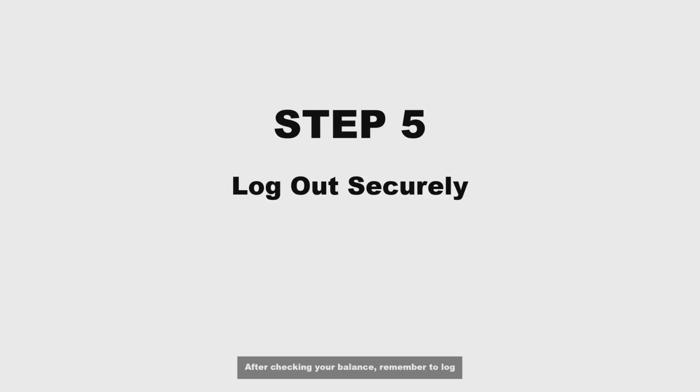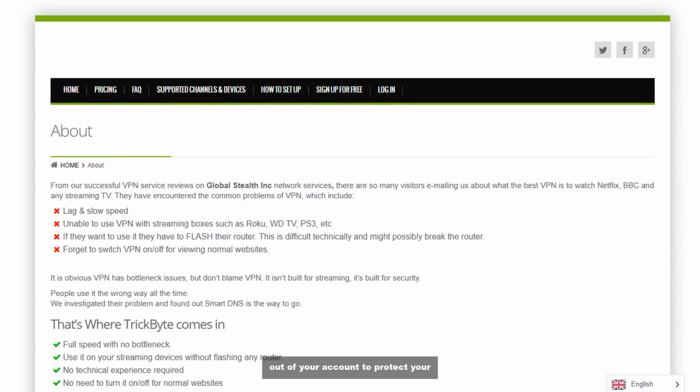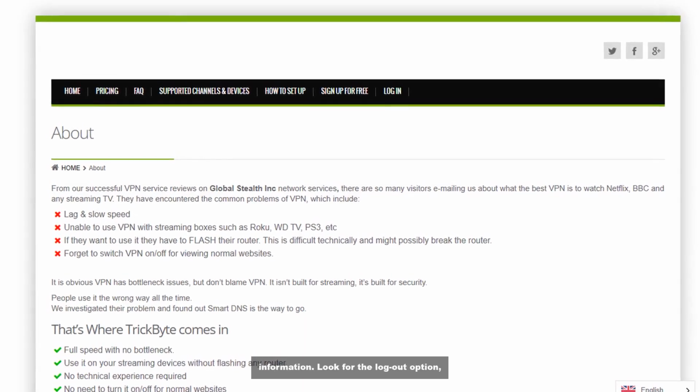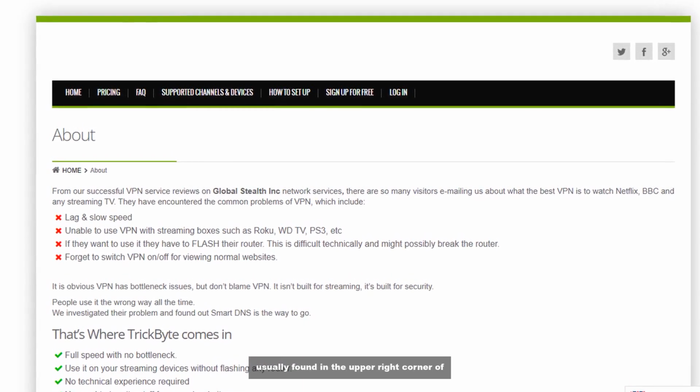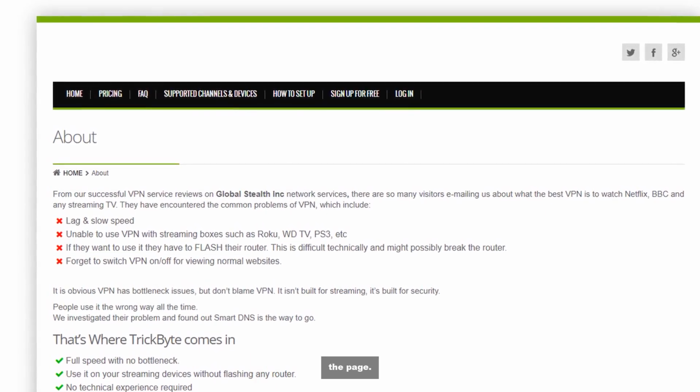Step 5. Log out securely. After checking your balance, remember to log out of your account to protect your information. Look for the log out option, usually found in the upper right corner of the page.